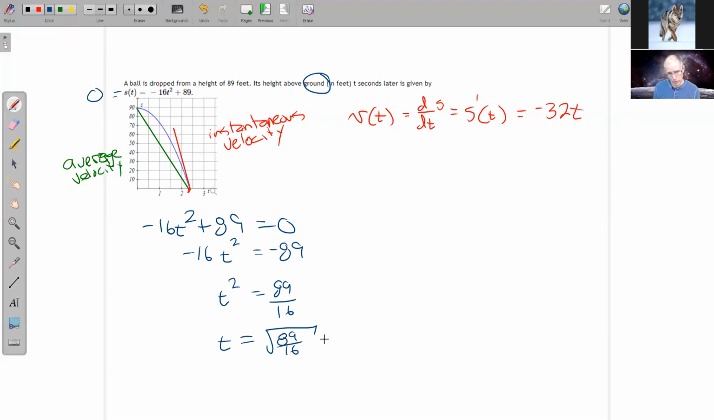We can clean that up a little bit. Square root of 89 over 4. And 89, I can't think of any easier factors of that. I doubt that simplifies, but we could check. And then we want to approximate that, make sure it is a little before 2.5.